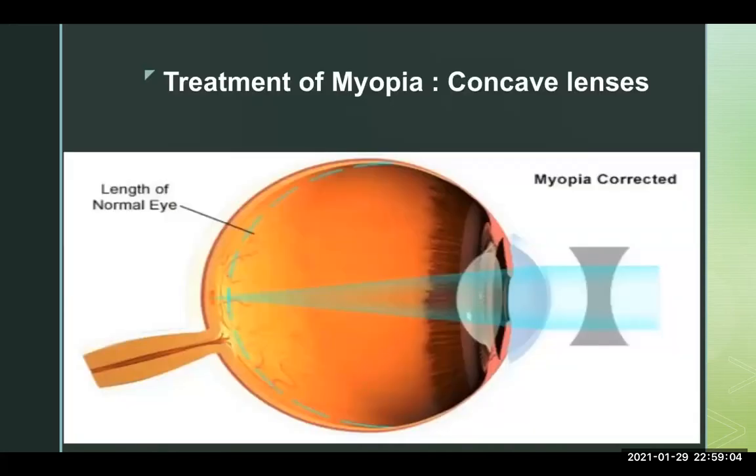So treatment of myopia will be by decreasing the power of the eye through a concave lens, which diverges. Concave lenses diverge the light rays, helping them come to a focus back on the retina, and this corrects the error.